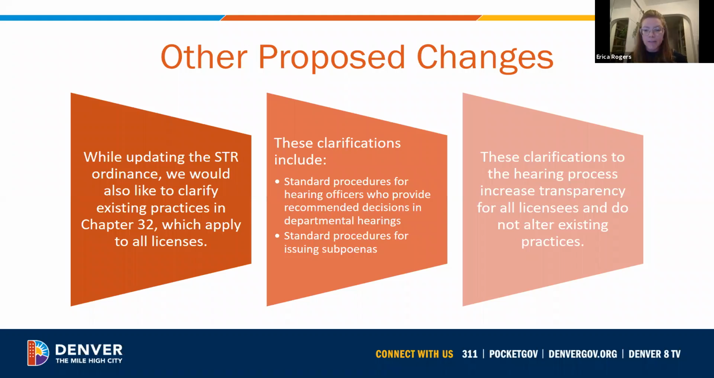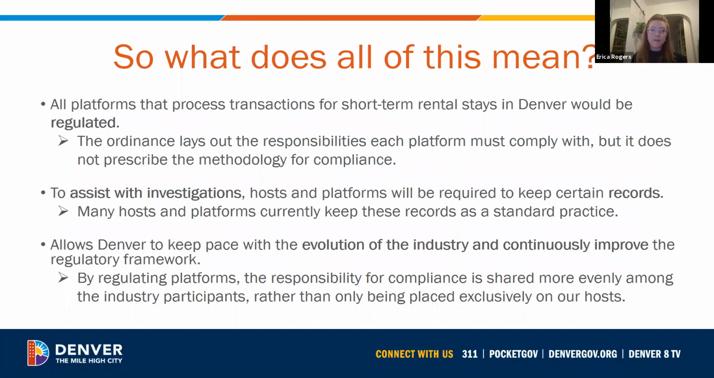So to summarize, the short ordinance would require that all platforms who process those transactions, like we talked about at the beginning, for stays in Denver would be regulated. It lays out the responsibility of the platform that says, do not process an illegal transaction, but it does not prescribe how you have to do it. We know that there are many different ways that platforms can meet that requirement. We've heard from platforms that that's a requirement that is meetable. And so rather than dictate the way that platforms need to do it, we are leaving it to the choice of the platform. To assist with the investigations, that's where the record keeping provisions would come in.